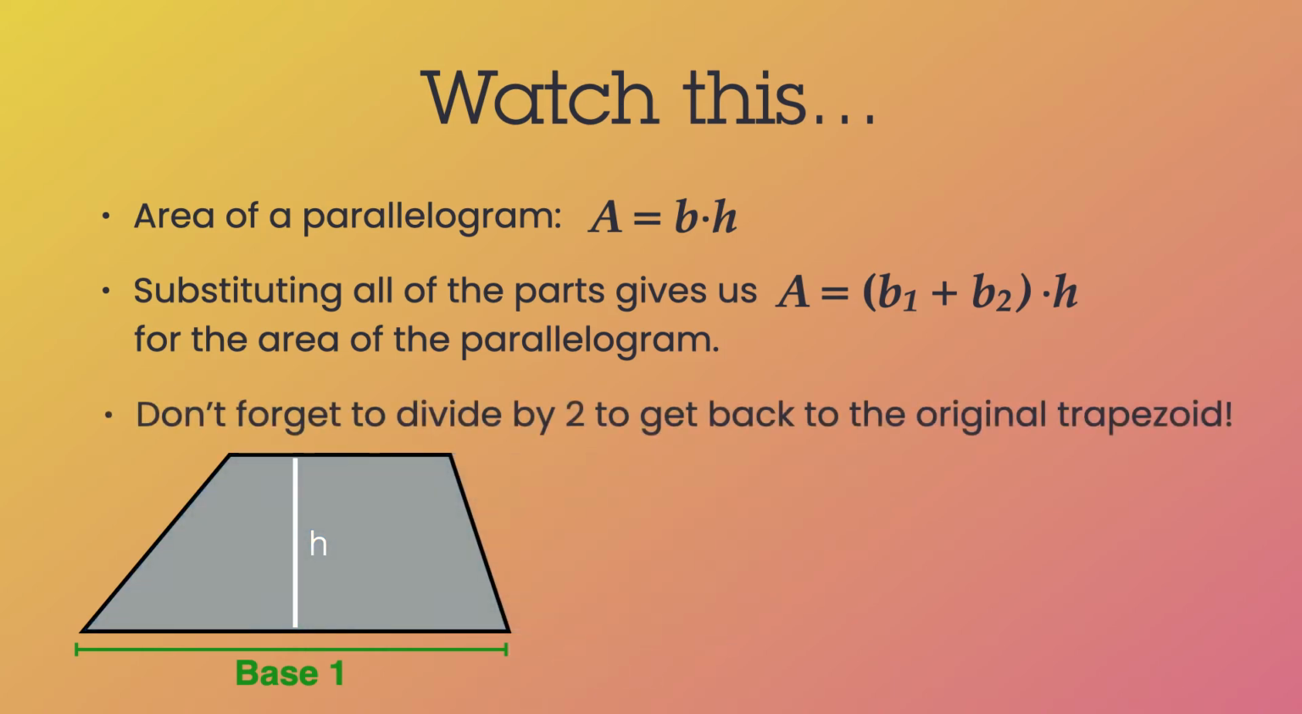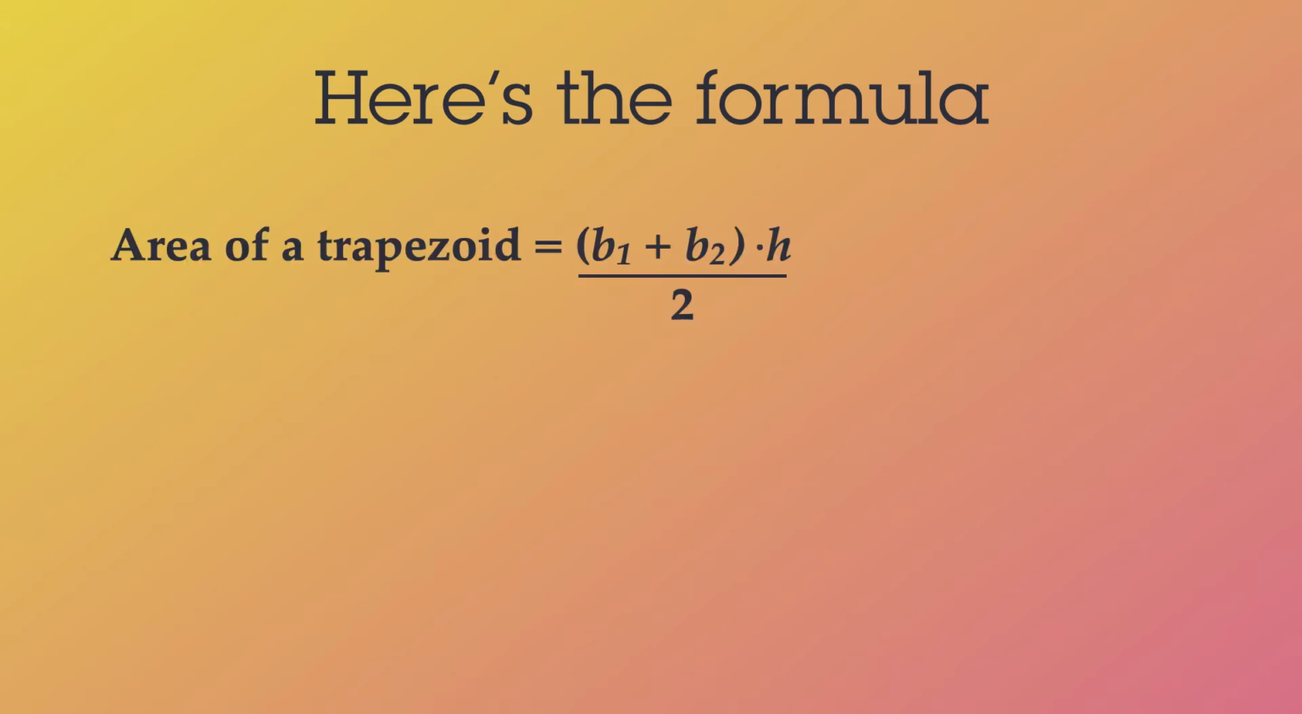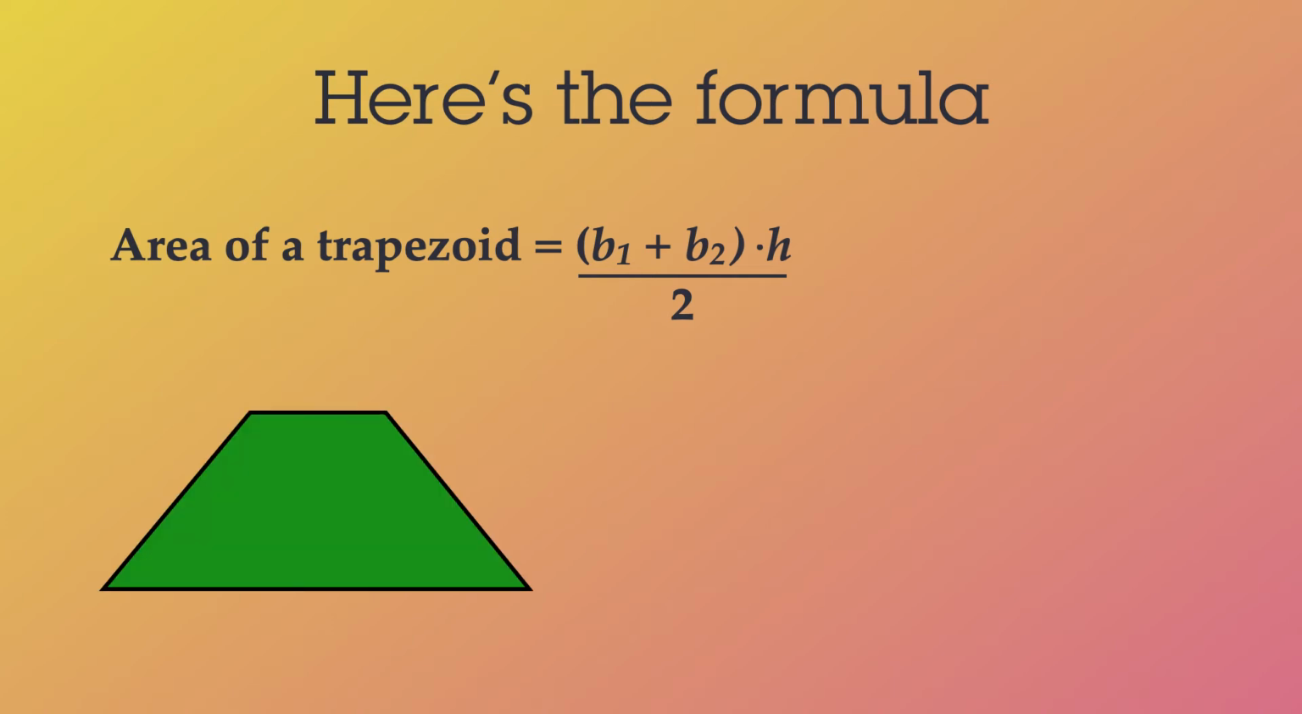Now don't forget, eventually we will need to divide by 2 because we really only want the area of a trapezoid. So here's the formula all put together. Area of a trapezoid is the sum of the bases, that B1 plus B2, times the height, and then divide by 2. Let's do an example.